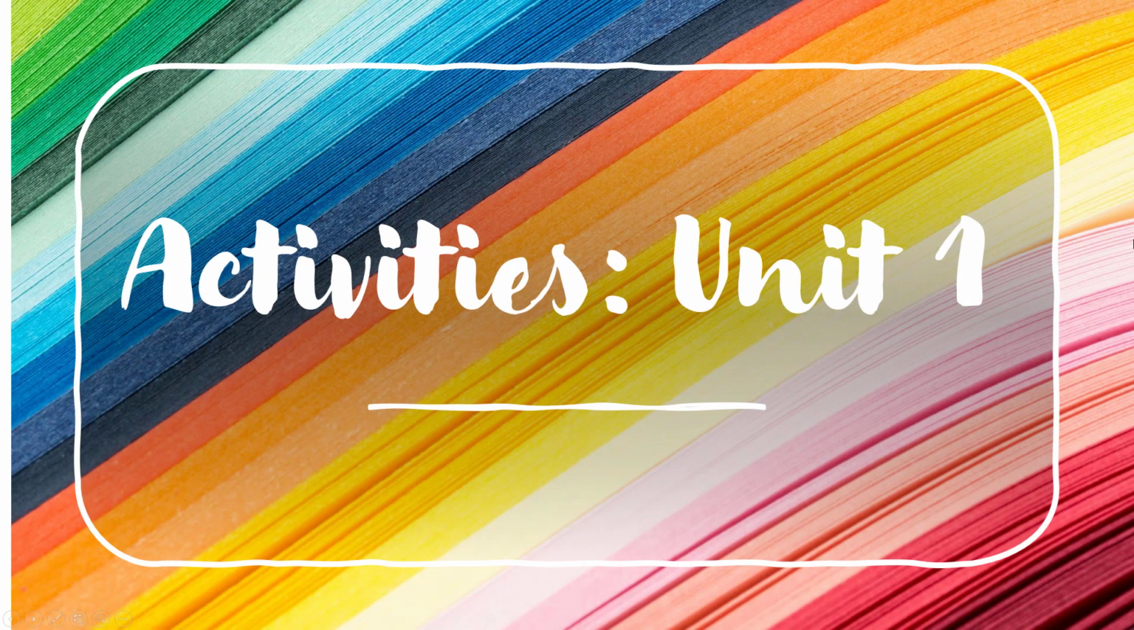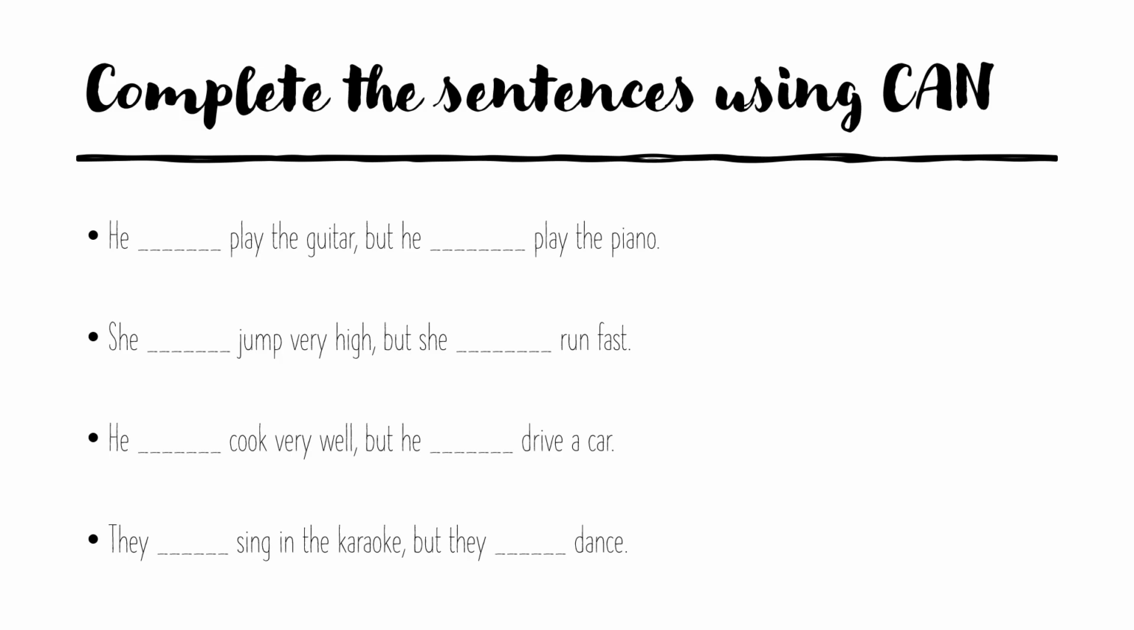Okay, so now we're going to do activities with the contents of unit number 1, okay? Pay attention. In the first activity, you have to complete the sentences using can and can't. So let's read the sentences. Number 1, he played the guitar, but he played the piano. Number 2, he jumped very high, but she ran fast. Number 3, he cook very well, but he drive a car. And number 4, they sing in the karaoke, but they dance. Okay, so you have to complete these sentences using can and can't. Stop the video now, please, and do it in your notebooks.